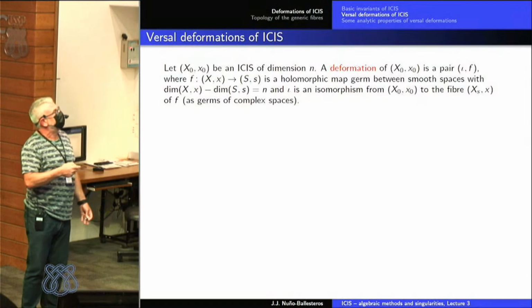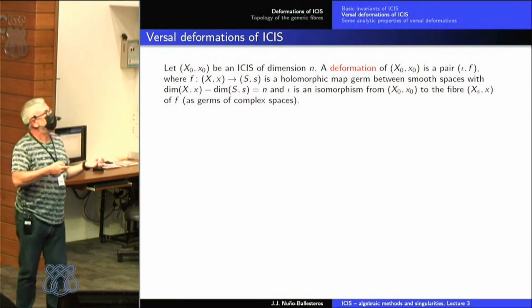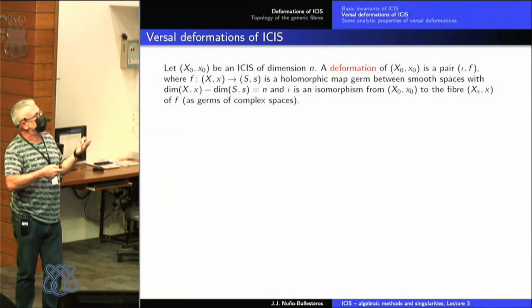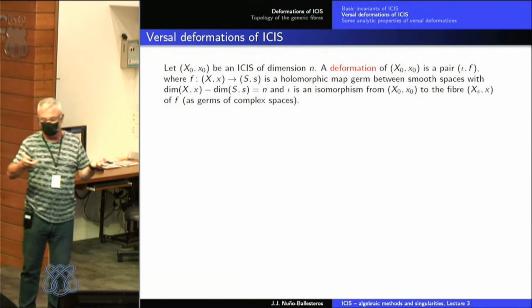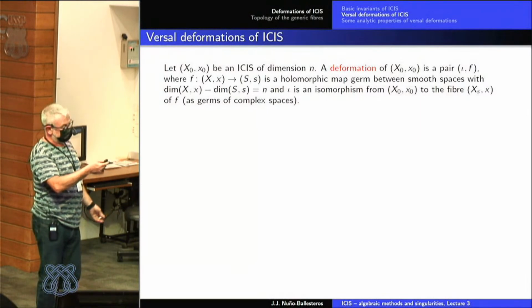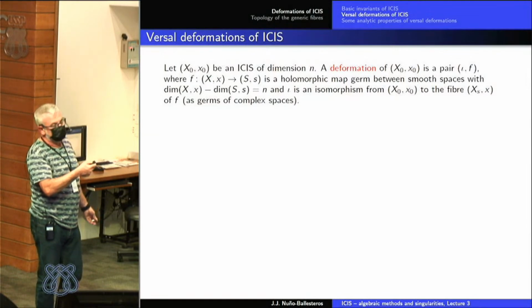Because in general, if you have a singularity which is not an ICIS, a general singularity, you can also define the notion of deformation, but that definition is more general. You have to assume that X is possibly singular, that S is possibly singular, but you put the condition that f is a flat mapping. This is for the general theory of deformations. But for ICIS, it's more convenient to assume that X and S both are non-singular. And this gives the flatness of the mapping.